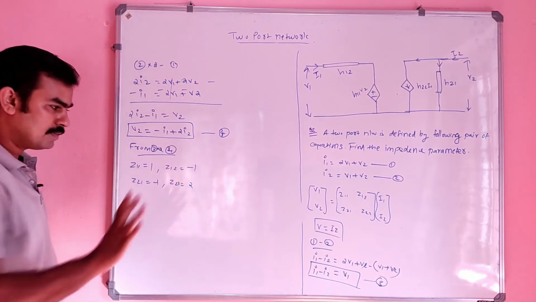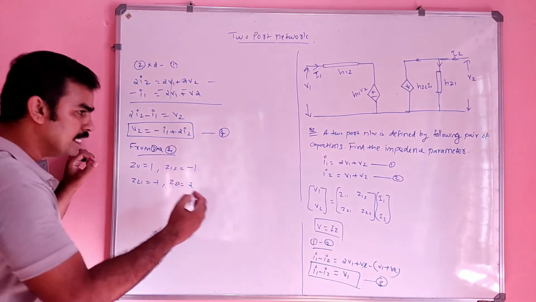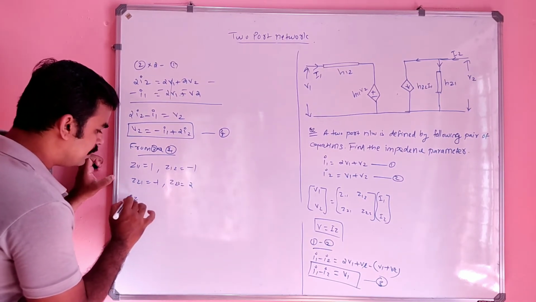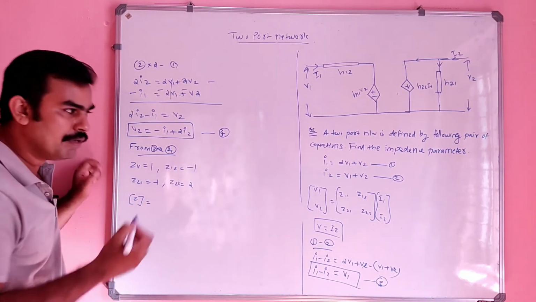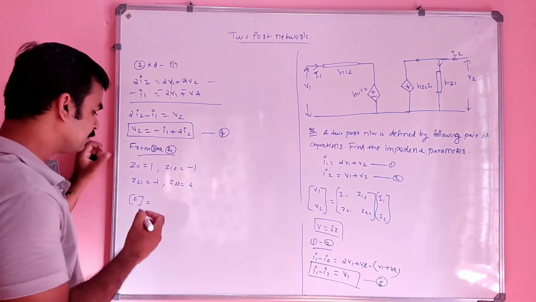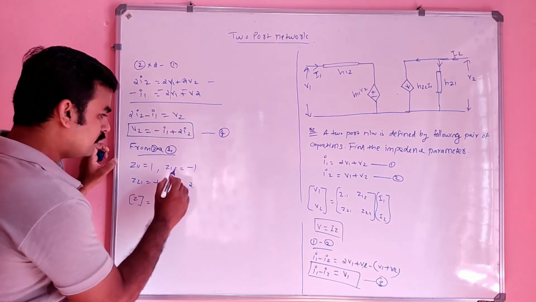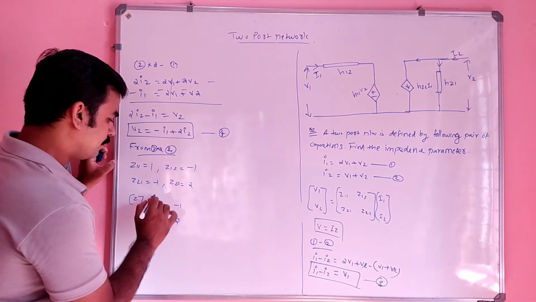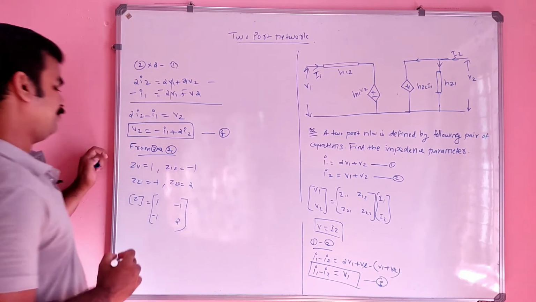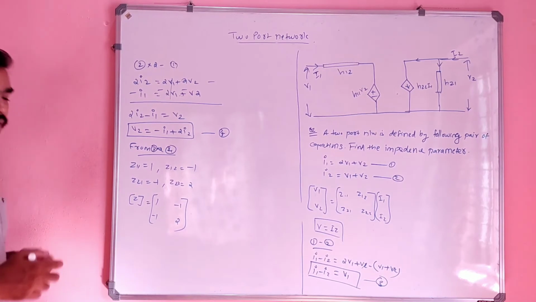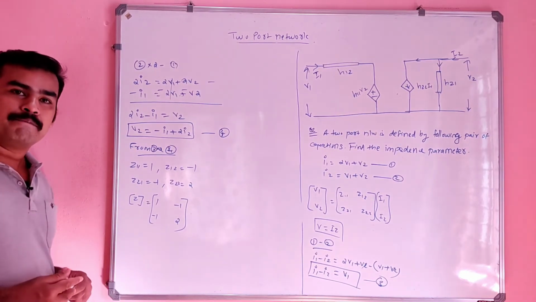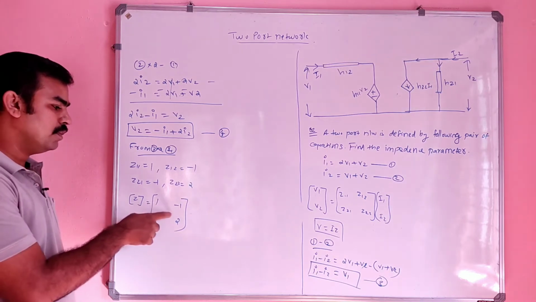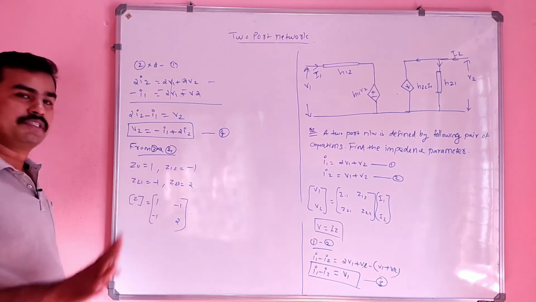Z22 means 2. So I can write my Z matrix, the impedance parameter. So the Z matrix will be 1, minus 1 and 2. So can you tell me what this is? Symmetric network. Is it symmetric or not, beta? If A equal to D only, we can say that it is symmetric. So it is not symmetric.